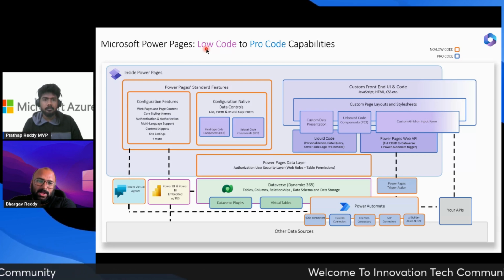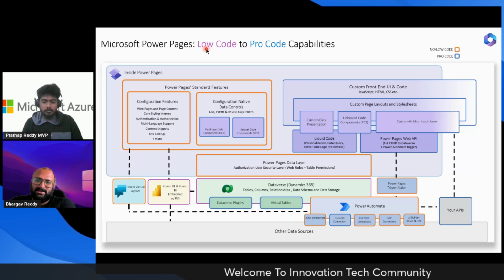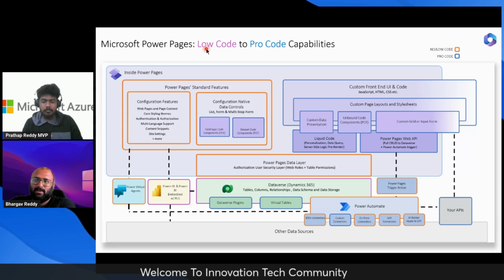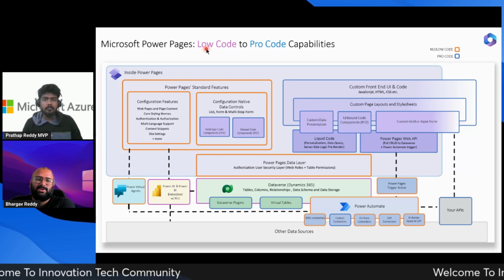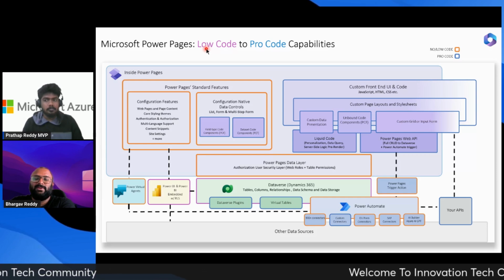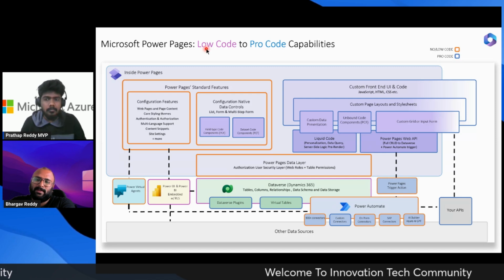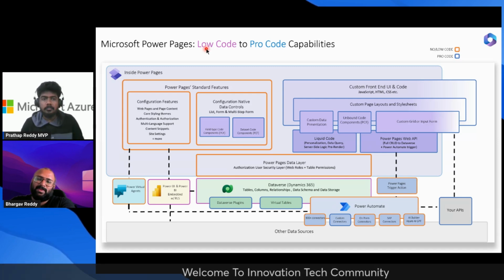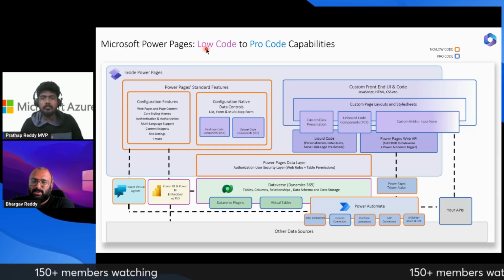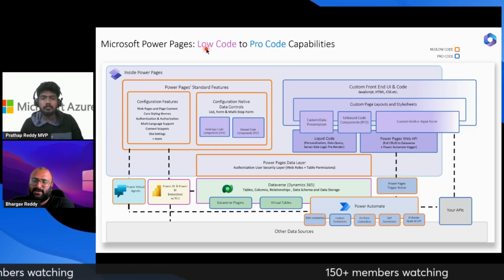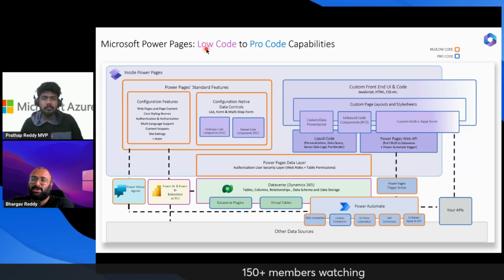Next is content snippets and site settings. These are for another day, another rainy day. You can personally reach out to me if you have any issues pertaining to any of the standard features, and we can discuss. But what's important is the right part of it, the pro code, which is marked in blue. Not everything is achievable through out-of-the-box standard features. Sometimes you need to be in a position to extend it.